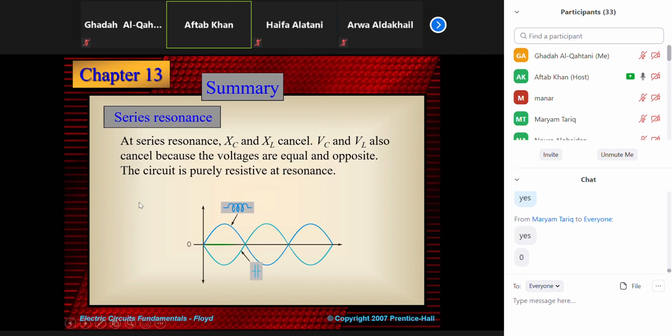So at that time, the voltage dropped across these two is going to be 0, right? If it is 0, the circuit will be purely resistive at resonance. And when they are equal, we know that condition is called resonance. So at resonance, the circuit will behave like a purely resistive circuit because there is no drop across these two components. It is showing here as a 0, right? So the circuit will behave like a purely resistive circuit.